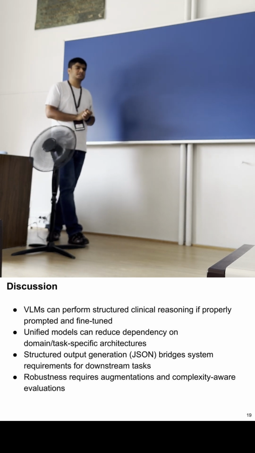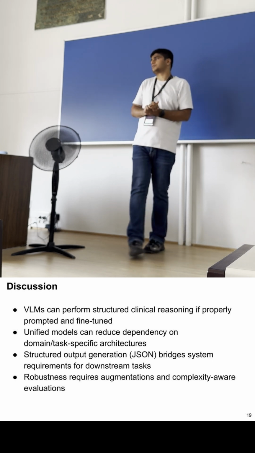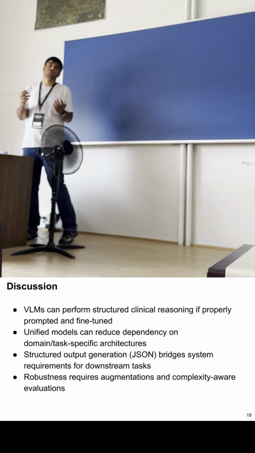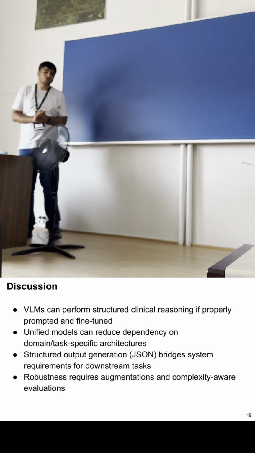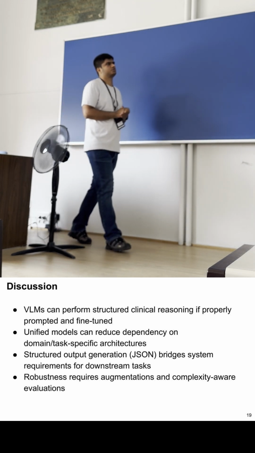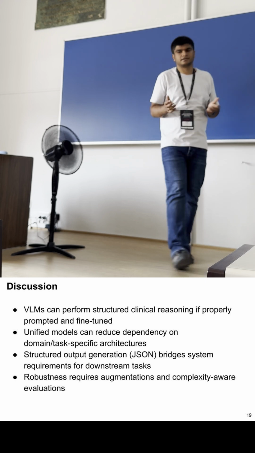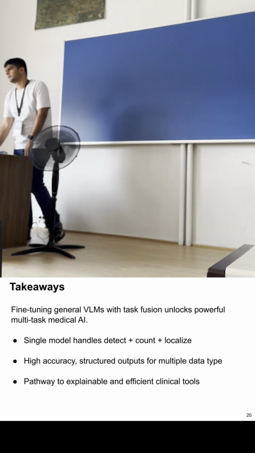So these models not only generate text, for example like ChatGPT, where you expect long descriptions of text, but these models can also output structured JSONs, and they're almost guaranteed so that you can use them in downstream tasks. And these models could also be made more robust using some vision augmentation or even text augmentation, so that they can be more aware of the complexity shown in the evaluation.